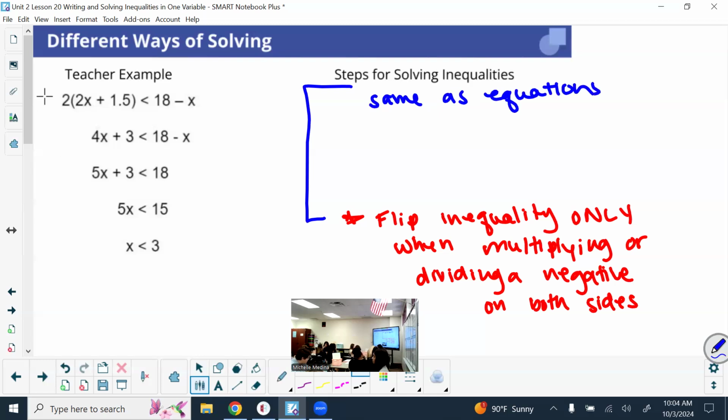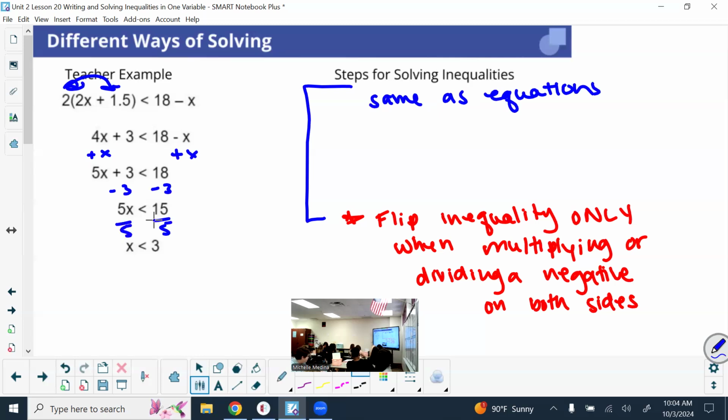You will still distribute first if necessary. Combine like terms if necessary. I don't have to in this one. Move the variable to one side. And then start isolating the variables, starting with what's farthest. Okay.